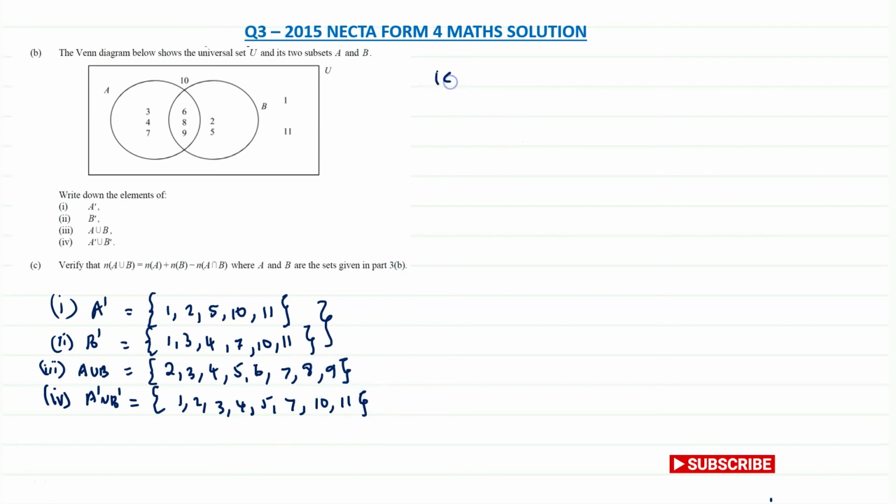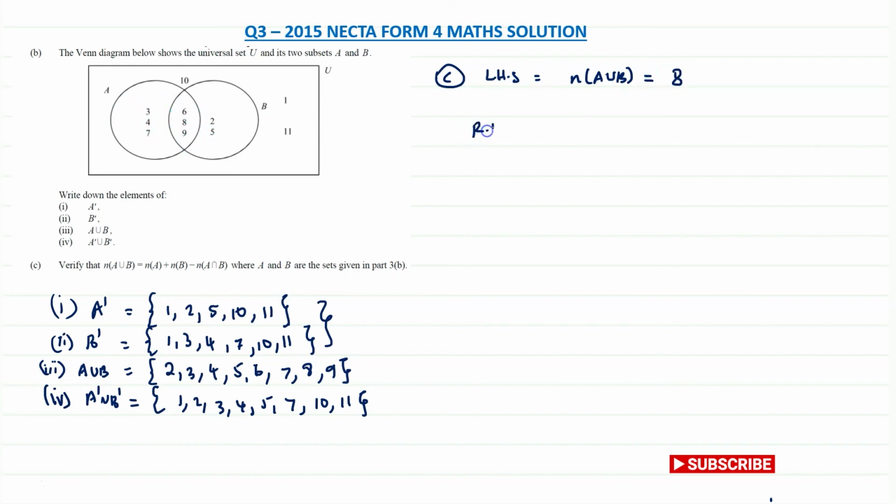And for part C, we're asked to verify that the number of elements in A union B is equal to the number of elements in A plus the number of elements in B, take away the number of elements in A intersection B. If we start with the left hand side, the number of elements in A union B is all elements in these two circles: 1, 2, 3, 4, 5, 6, 7, 8.